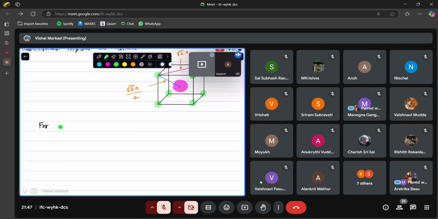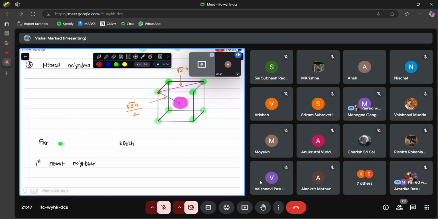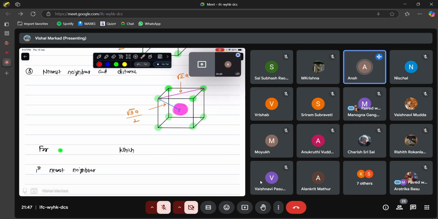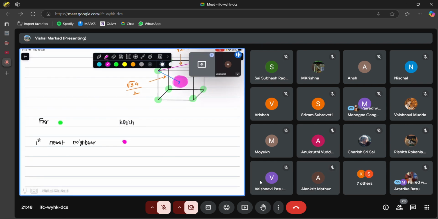For green one, we'll consider with respect to green. For green one, what is the first nearest neighbor? Which color atom? First nearest neighbor, which one will be there? Green one only, sir. With respect to green, we are calculating. We can calculate with respect to green also, with respect to pink also, we'll get the same thing. So with respect to green, which color? Sir, the pink one will be there, right? Yeah, pink, purple.